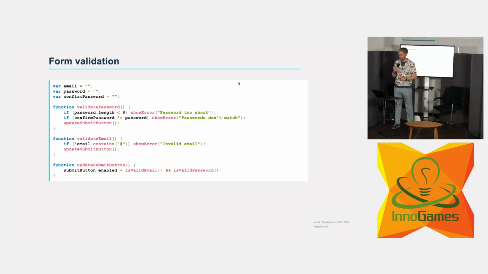So maybe you have ever seen or written code like this, and here we have an HTML form, for example, and we have an email, password, confirm password field, and all you want to really do is make the submit button enabled and disabled depending on the validity of your form. And you can imagine that if this form gets more complex, your code might get more complex as well.